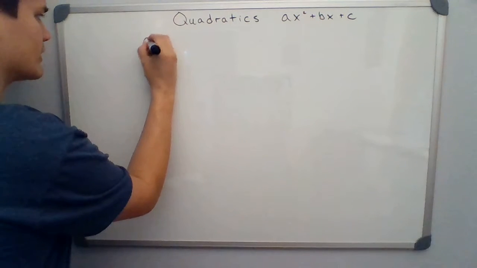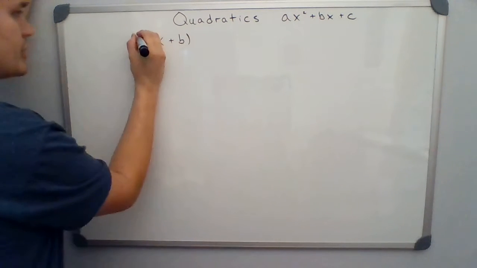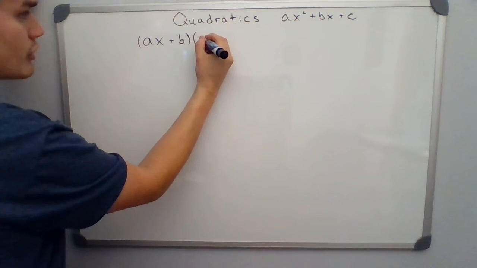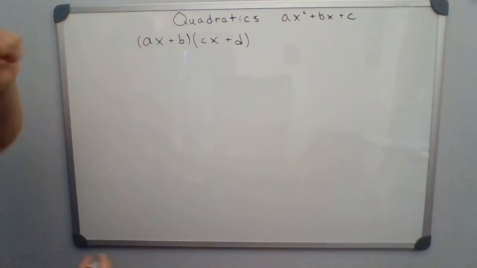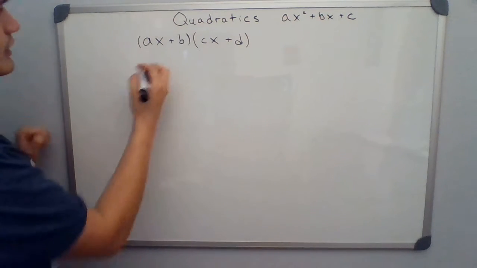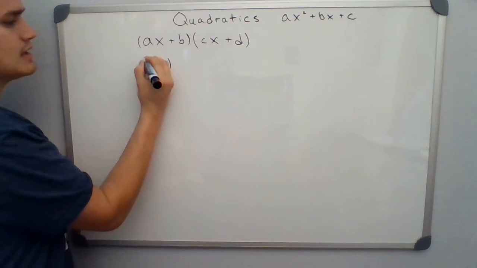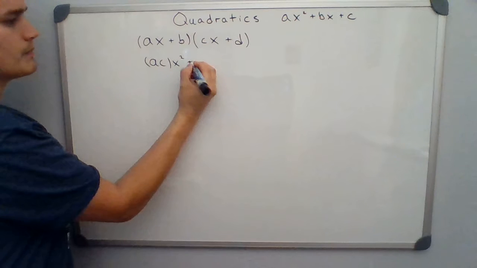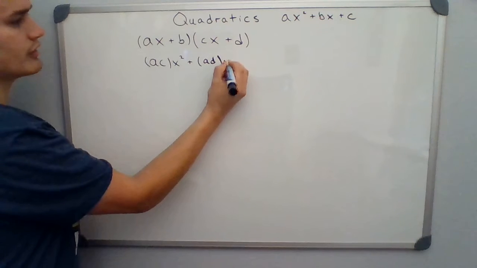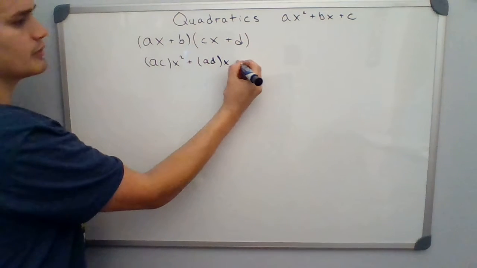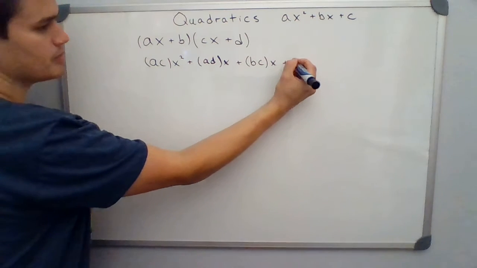So first off, what if I have ax plus b as one of my linear terms, and then the other linear term is cx plus d? What will this multiply to be? Well, if we use the FOIL method, we'll see that this is going to be a times c x squared plus a times d x, that's the outside terms, and then the inside terms, b times c x plus b times d.